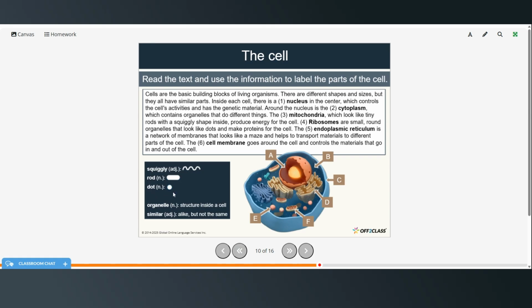And dot, also a noun. This is an example of a dot. Organelle is a noun. It's the structure inside the cell. And similar is an adjective that means alike but not the same.